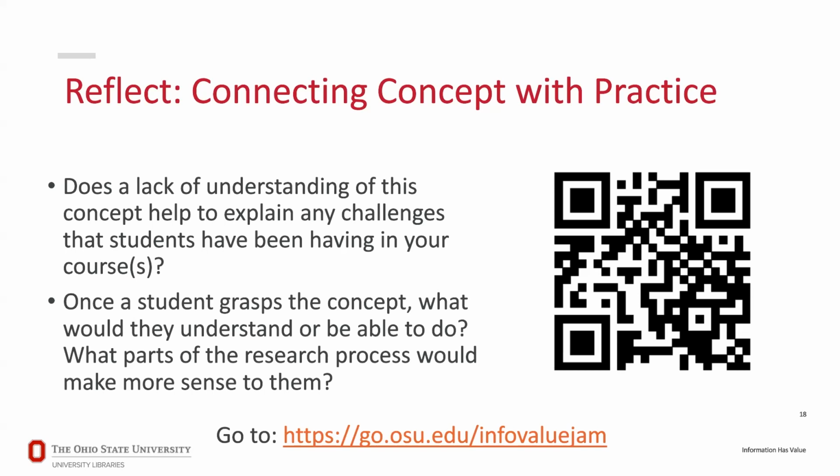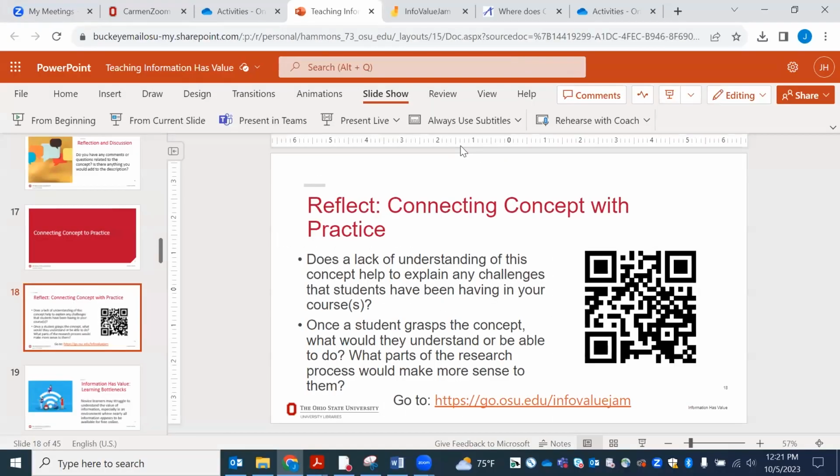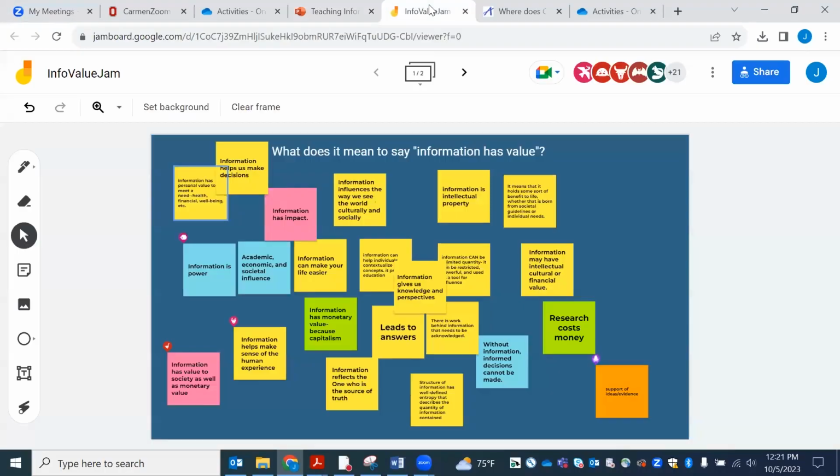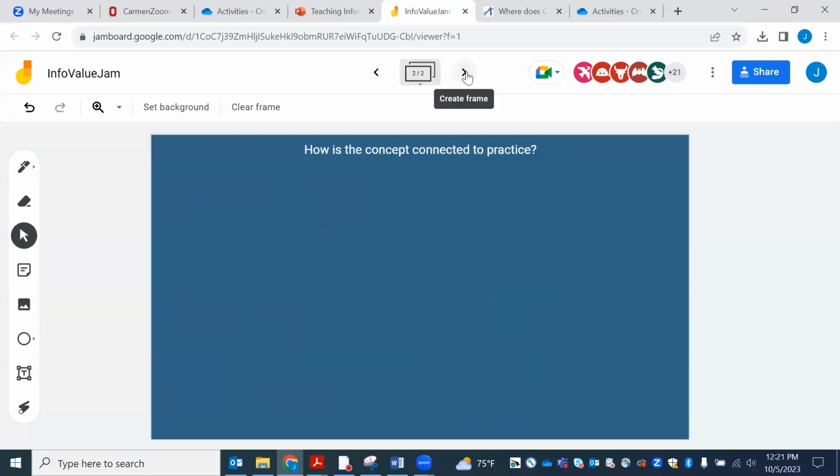Or the other way around, you can think of it as, once a student really gets this concept, what is going to make more sense to them? What parts of the research process will make more sense to them? What will they understand that they didn't understand before once they grasp this concept? So we'll do this again as a Jamboard, and go out to that same Jamboard. You should be able to use the same link. You'll just turn to the next page using the little arrows up at the top there.